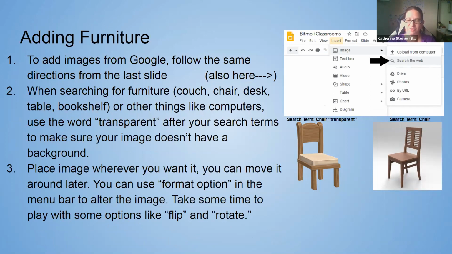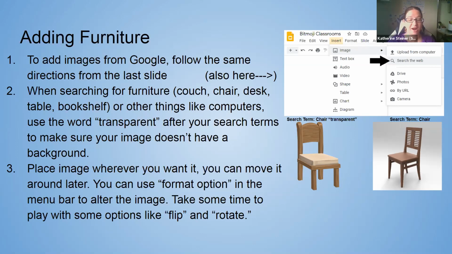The example that I have here for you is I looked for chair, and I found that brown chair with a white square around it. That doesn't look like it's in my classroom. That looks like I pulled it out of the catalog. The image on the left is when I looked for chair transparent, and I found something that didn't have a background on it at all, which makes it really helpful to look like it's in the classroom that I'm building.